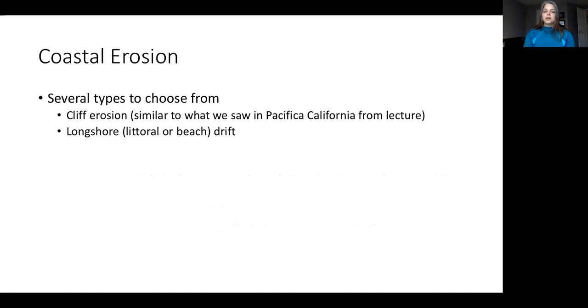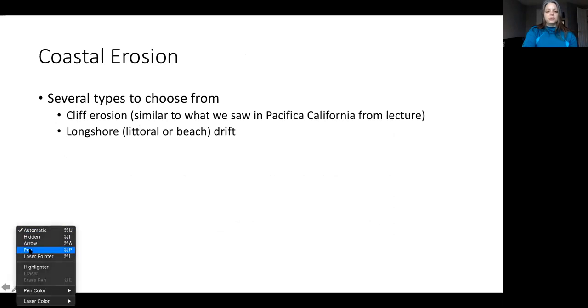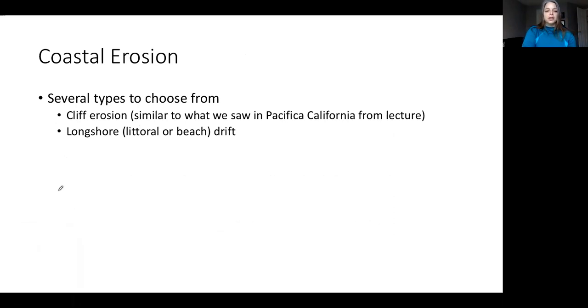Another one would be like longshore or littoral or beach drift, and showing that over time. So as an example of what that might look like, I'm just going to show you what longshore drift might look like. We drew this in class. We also drew that cliff erosion one when we were talking about how wave refraction impacts a headland as it's coming in. So I'm going to have my, this is going to be sort of my edge here.